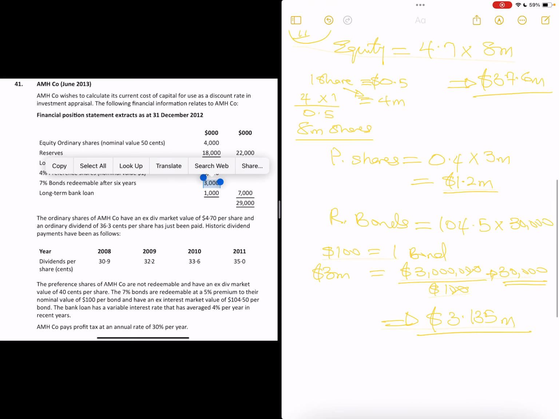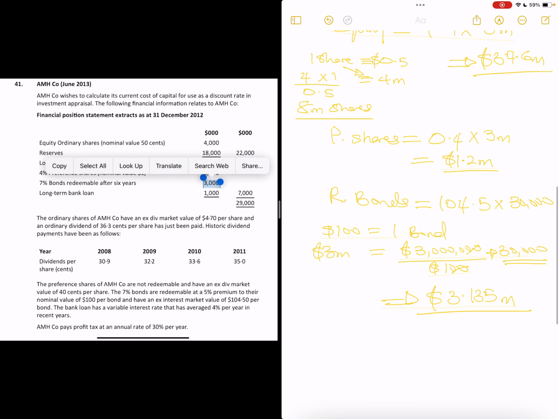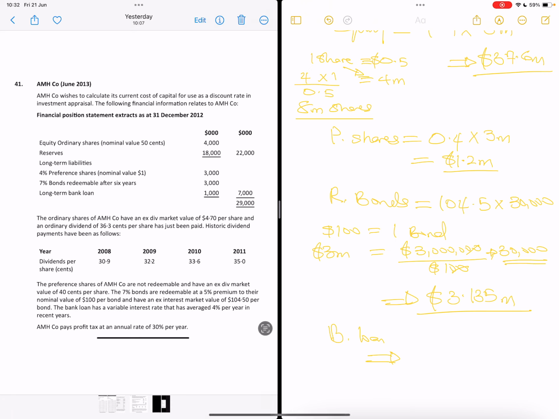That is not all. We still have the fourth one, which is a bank loan. Remember I said in my last video, bank loan doesn't have market value. You always assume the book value of the bank loan is the same thing as the market value. So that means bank loan will always be $1 million.